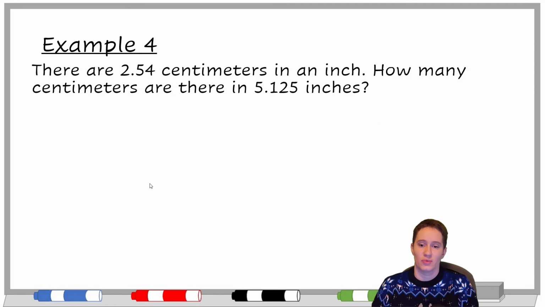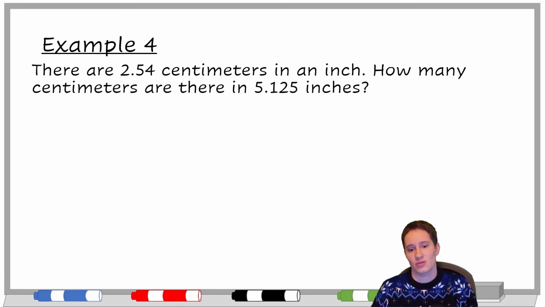Example 4. So we've talked about the metric system some this year, but there are ways to go between the metric system and the customary imperial, I don't know what system it is, the United States system of obstinance. And so here we have, there are 2.54 centimeters in an inch. How many centimeters are there in 5.125 inches?